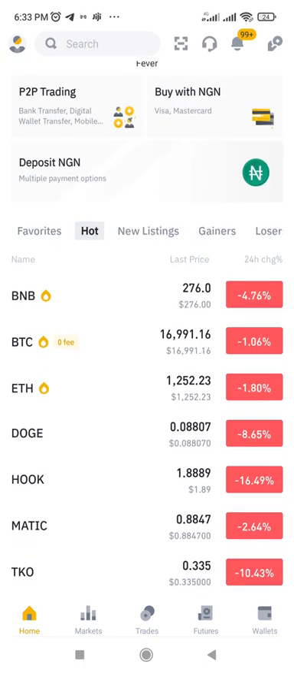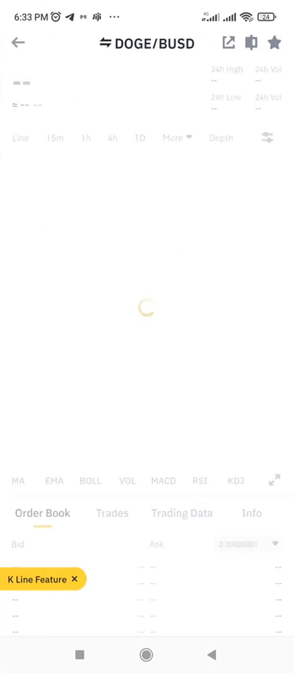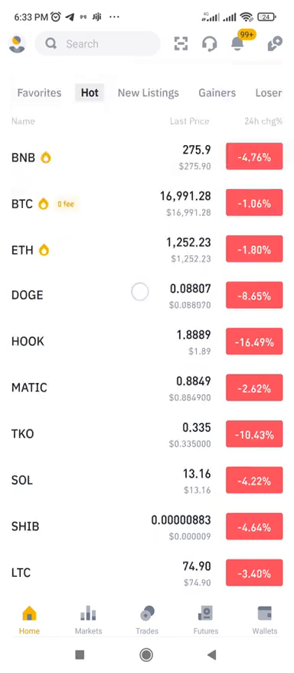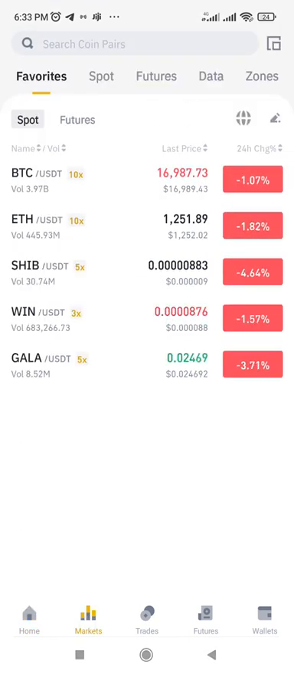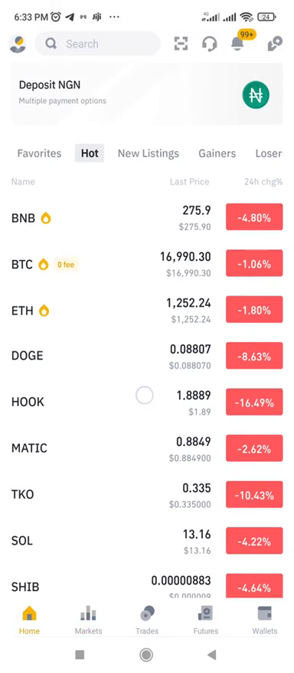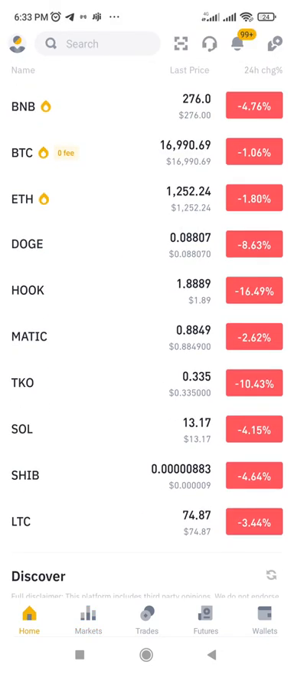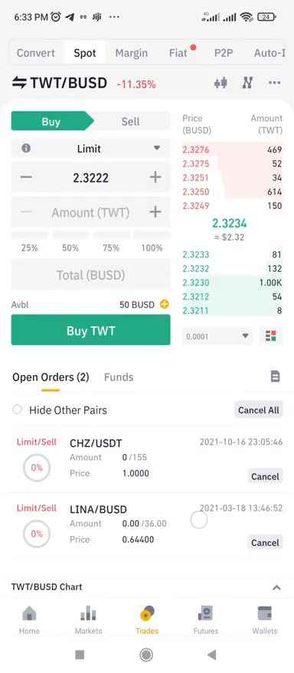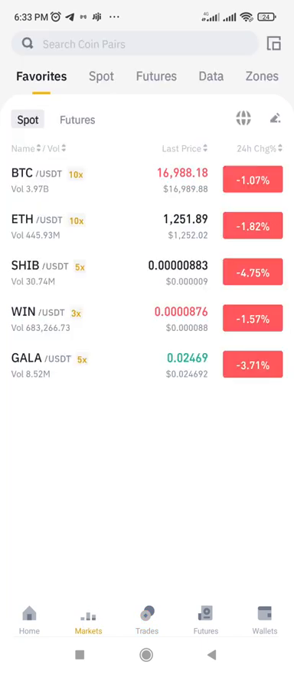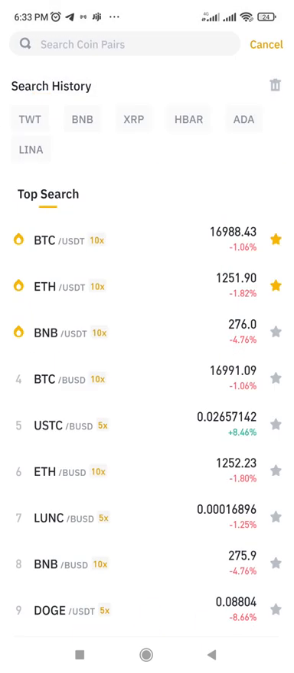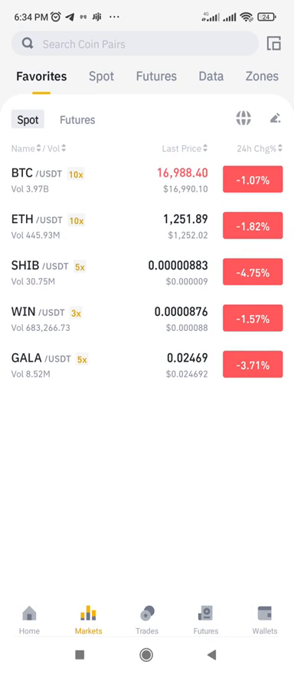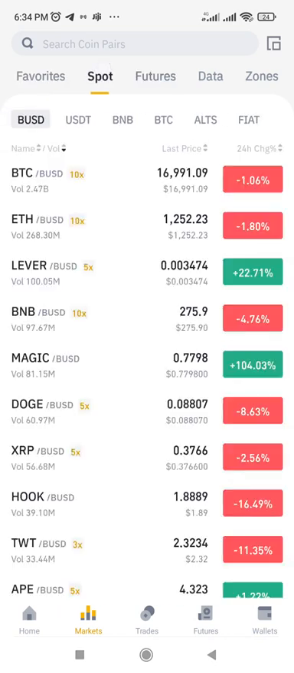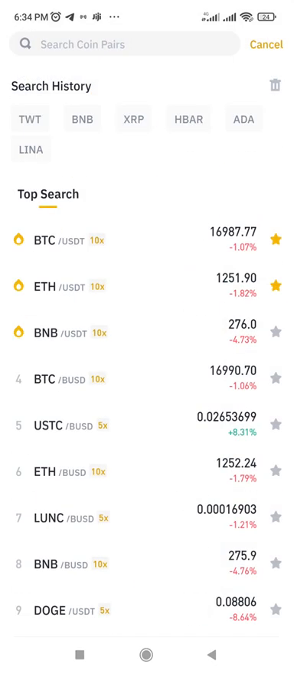So we are going to be using Doge for example, right? So you click on the coin, depending. Let's say someone told you to buy a coin and the coin is not on hot or favorite. All you have to do is go to the market section. You can go to the trade section, or you go to the market section. Then click on spot, depending on if it's spot or futures. So let's say we click on spot.